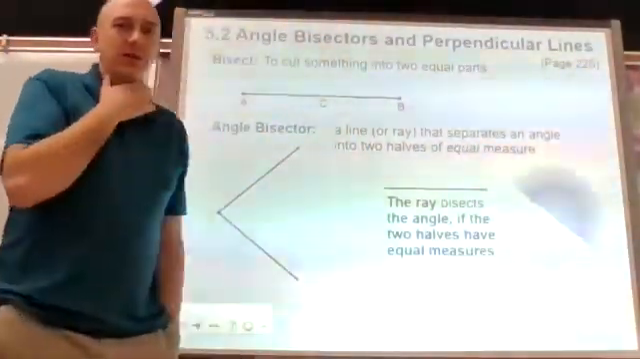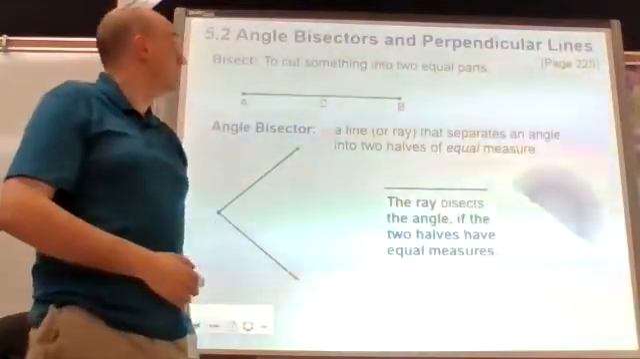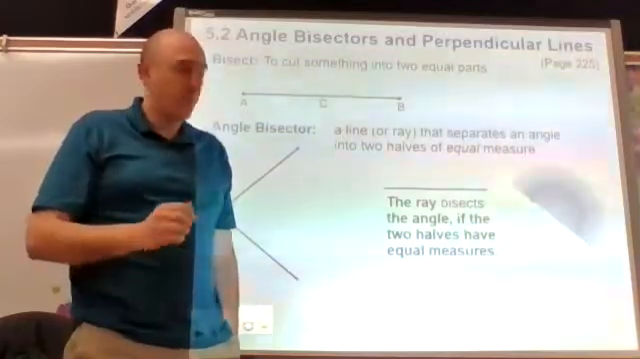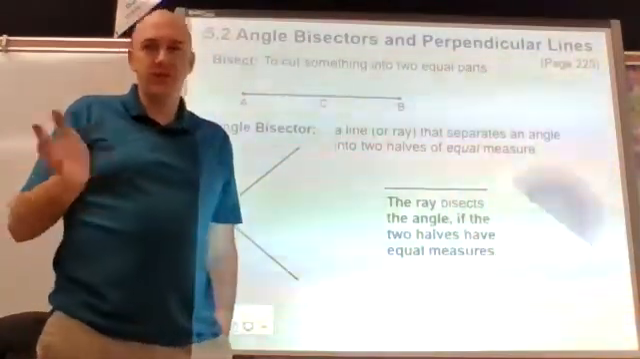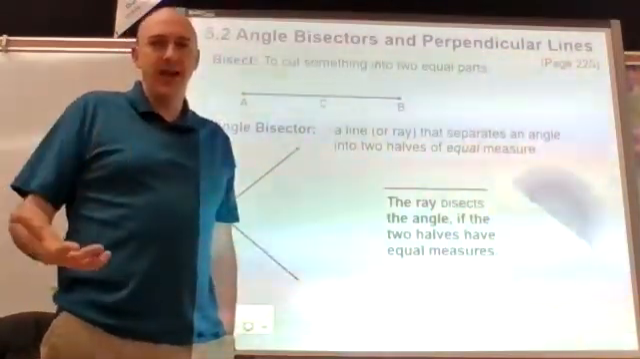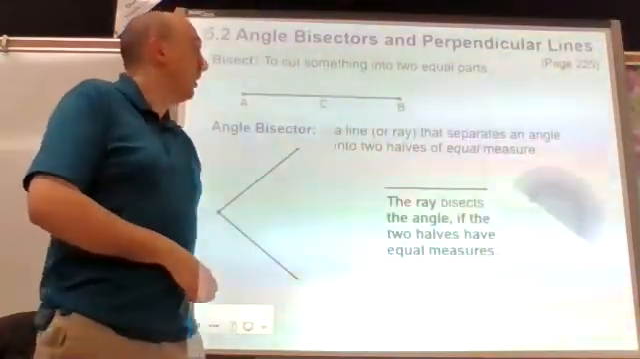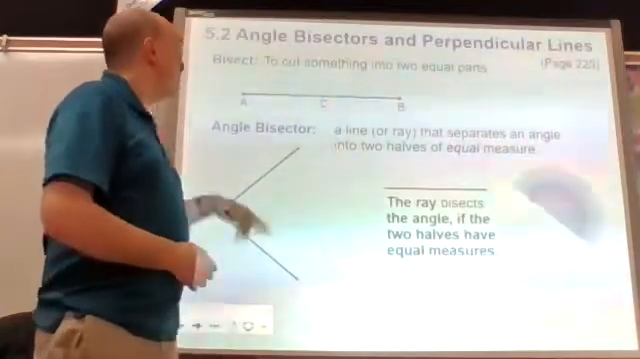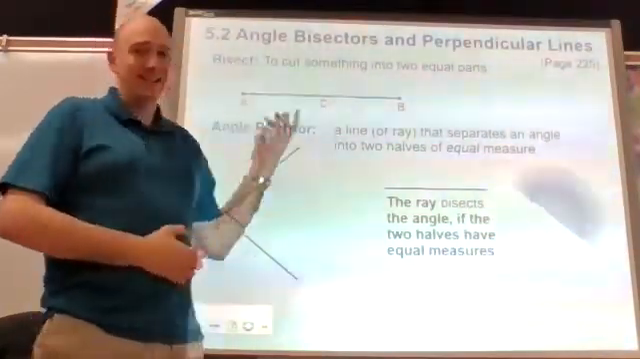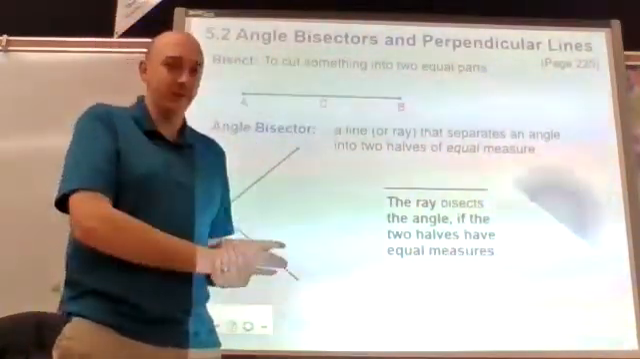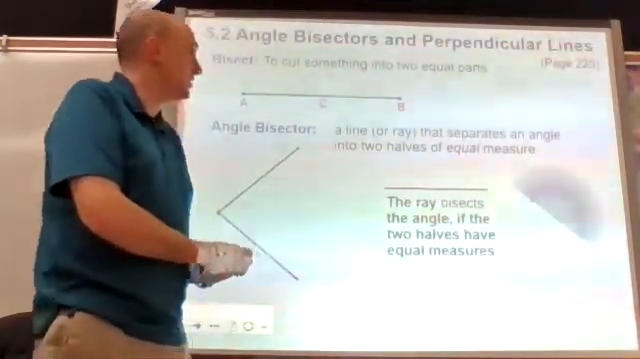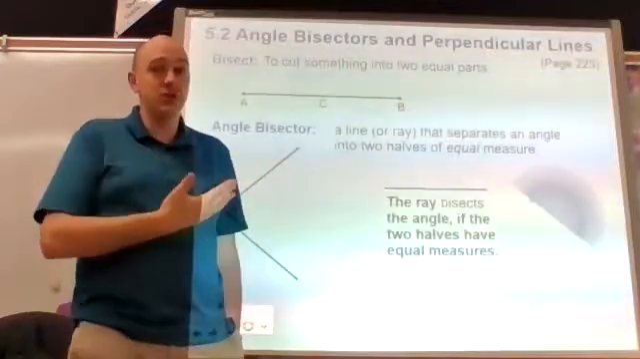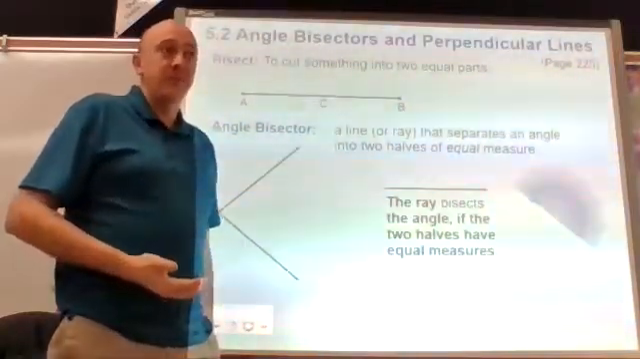We're going to take a look at section 5.2 today, which is on angle bisectors and perpendicular lines. So some more stuff that we can do to deal with angles and triangles. We're going to start with looking at the term bisect. Bi means two, and sect means cut. So bisect means to cut in two, and bisecting a straight line is to cut something into two equal parts.